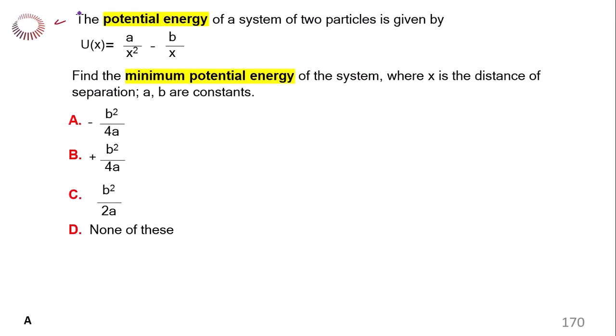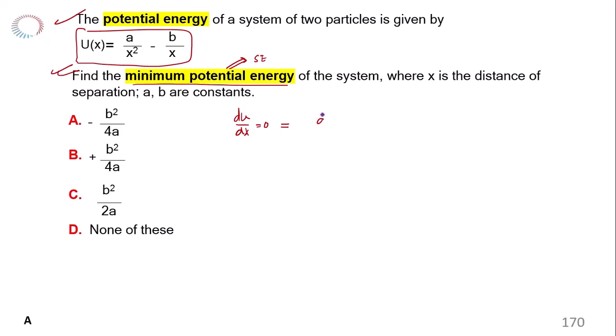So the potential energy of a system of two particles is given by this. So this is the potential function given. If you are asked to calculate the minimum value of potential energy of the system, that means you are working on the minimum potential. Now I know that for minimum potential, du dx is equal to 0.